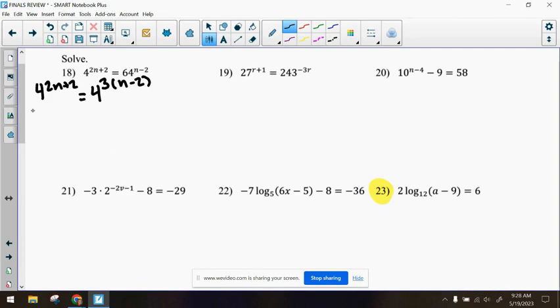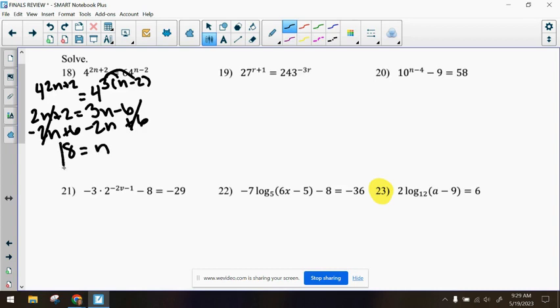Now that my bases are the same, all I'm doing is setting my exponents equal. So I have 2n plus 2, and I'm going to set it equal to 3n minus 6. Notice how I distributed the 3 through the parentheses. To solve for n, I'm going to subtract 2n on both sides, as well as add 6. So that I'm left with 8 equals n.